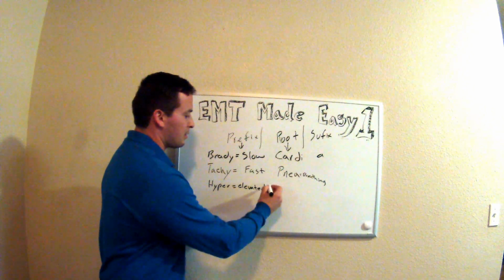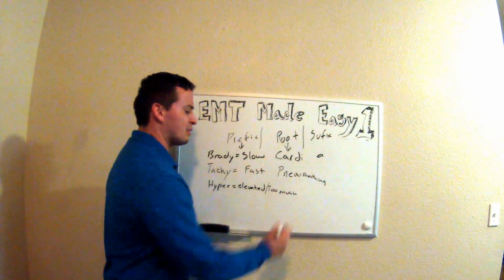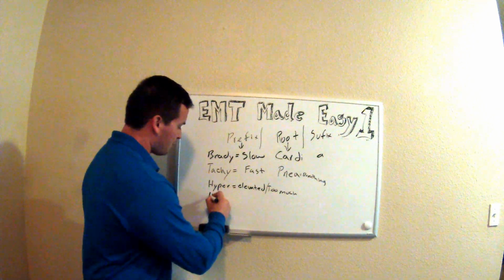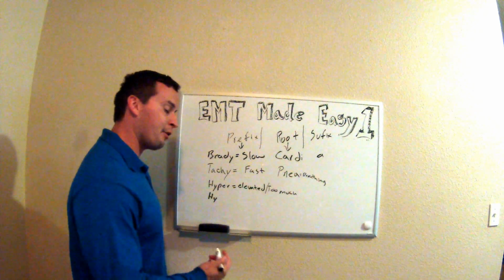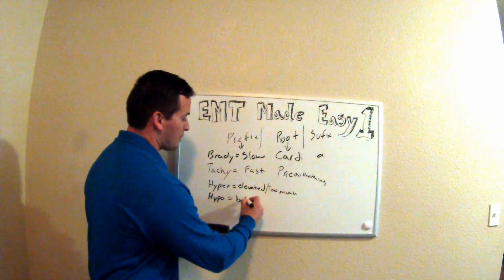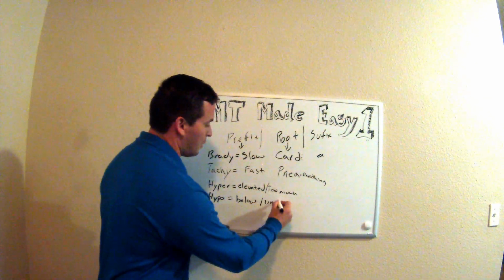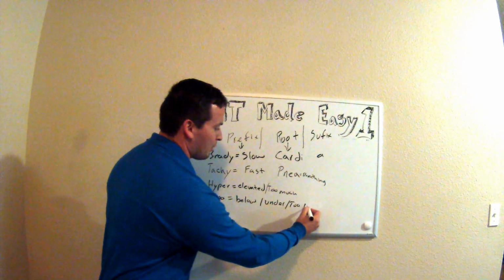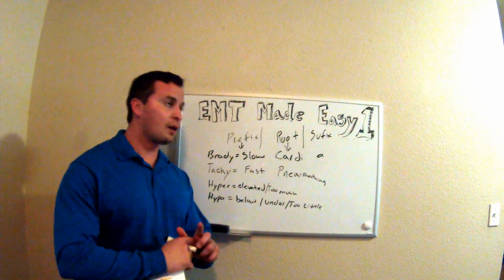elevated, or too much, I guess you can say, if you want to make it even simpler. So elevated or too much. And then you have hypo, which is the exact opposite of hyper. Hypo, so it means below, or under, or too little of. All right, so let's go ahead and put this together.